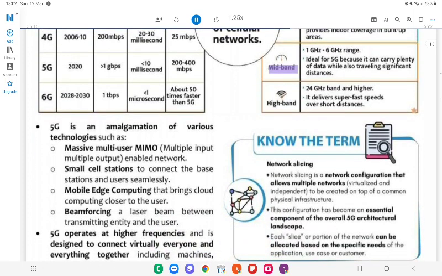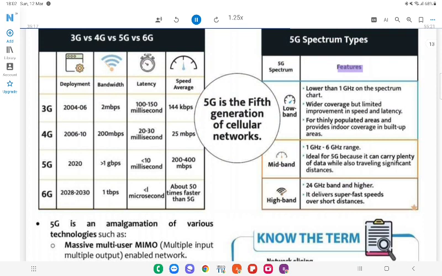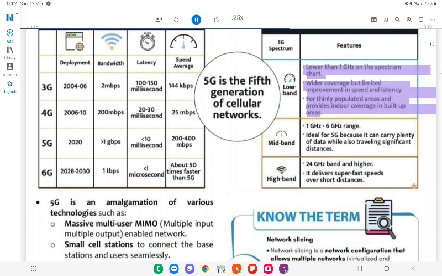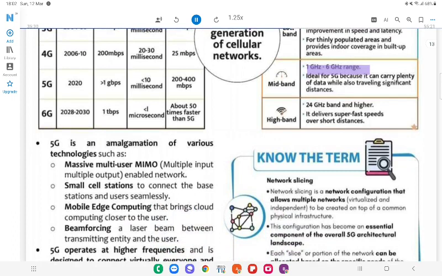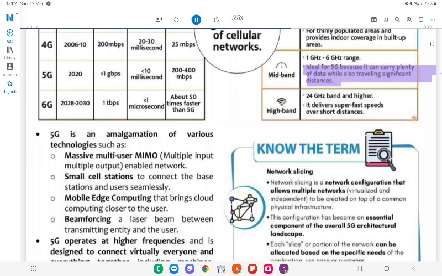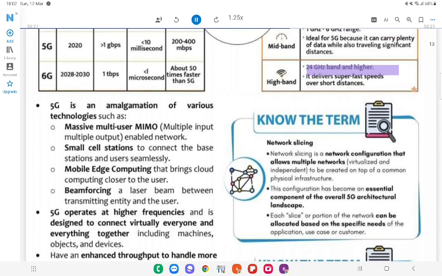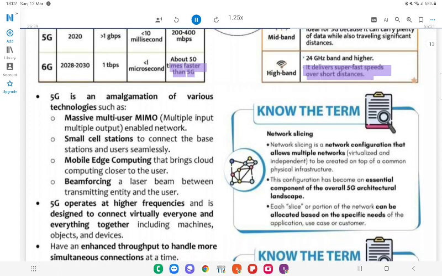Low band, mid band, high band. Features: low band is lower than 1 GHz on the spectrum chart. Wider coverage but limited improvement in speed and latency. For thinly populated areas and provides indoor coverage in built-up areas. Mid band is the 1 GHz to 6 GHz range, ideal for 5G because it can carry plenty of data while also traveling significant distances. High band is the 24 GHz band and higher. It delivers super fast speeds over short distances, many times faster than 4G.